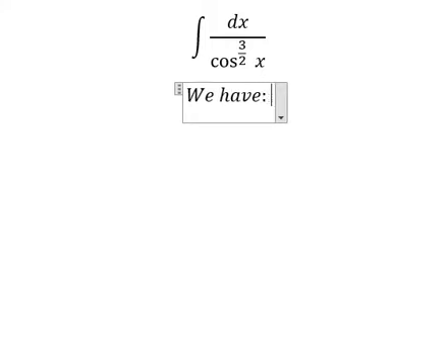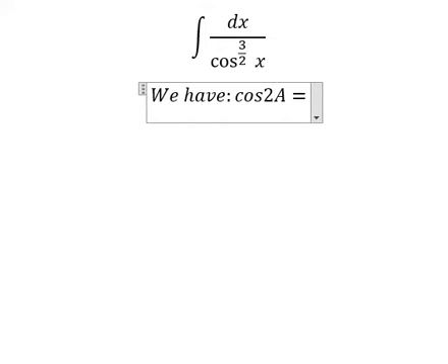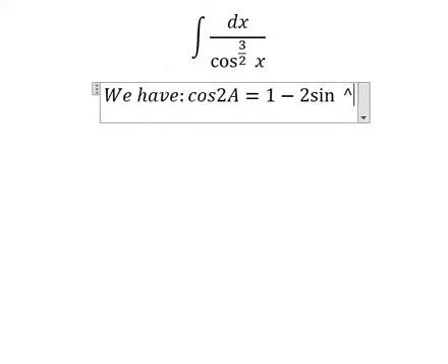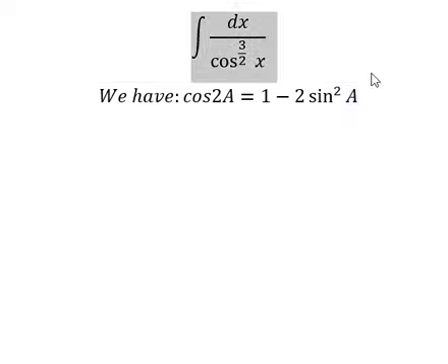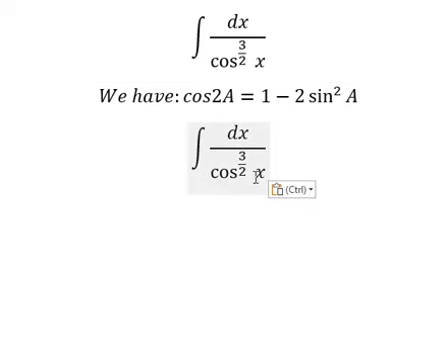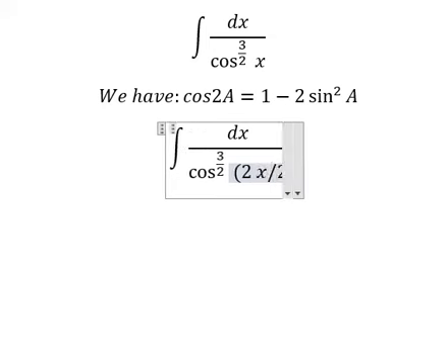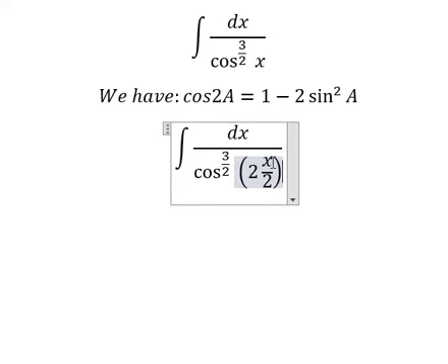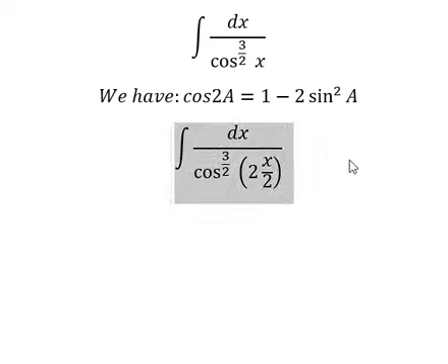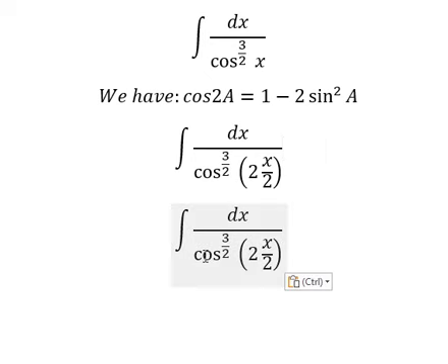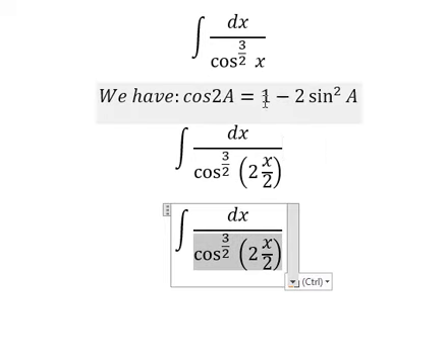We have the formula in here that is about cosine 2A equals 1 minus 2 sine A squared in here. So we know that s is about number 2 multiplied by s over 2. So capital A is about s over 2. And now we need to transform this one into this one.